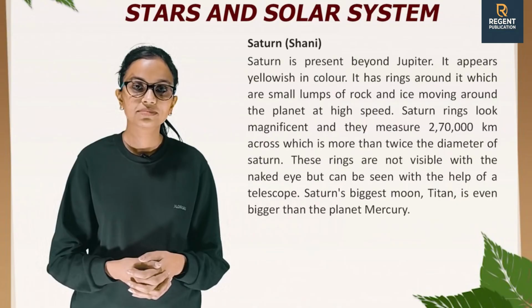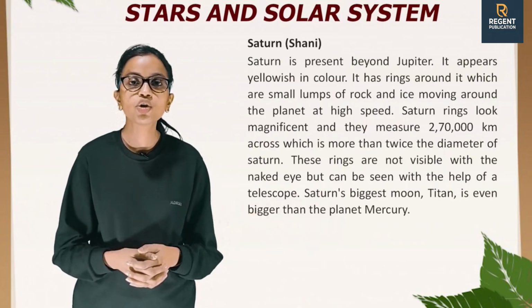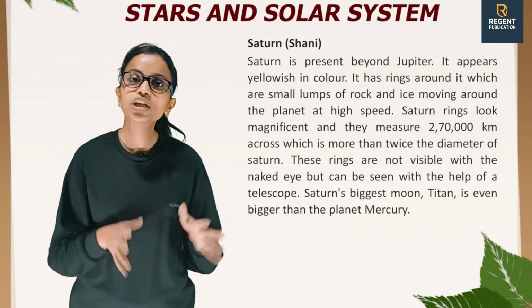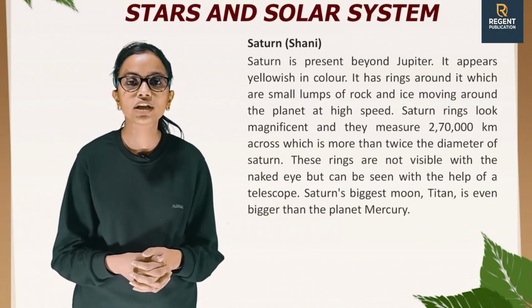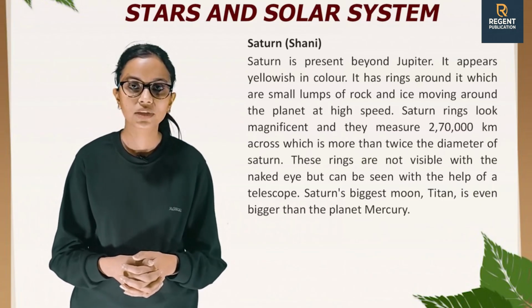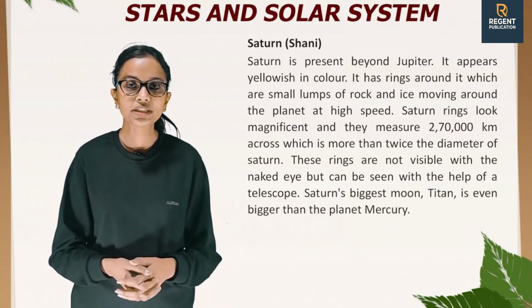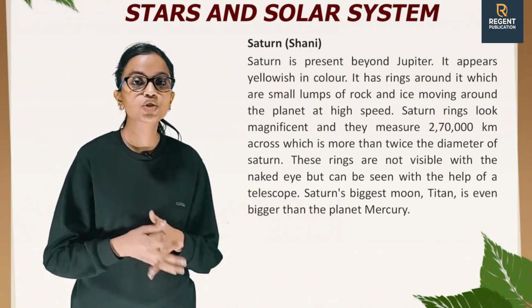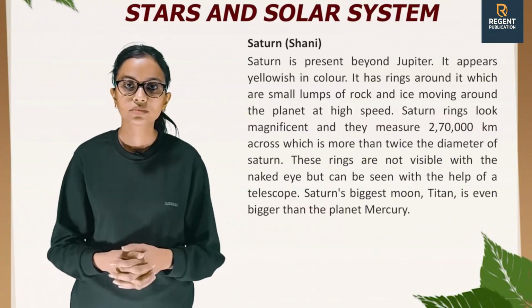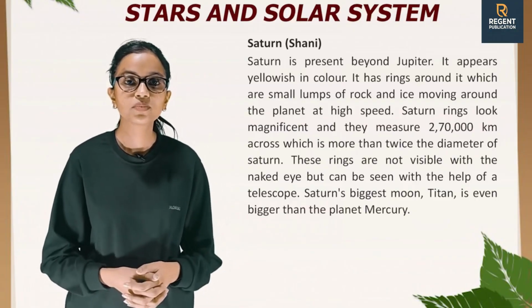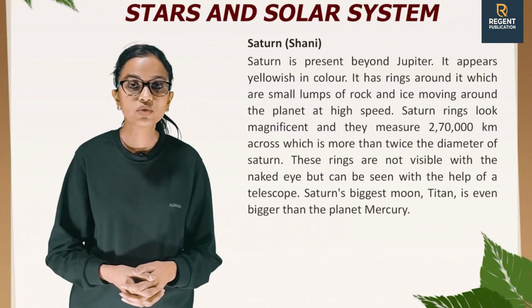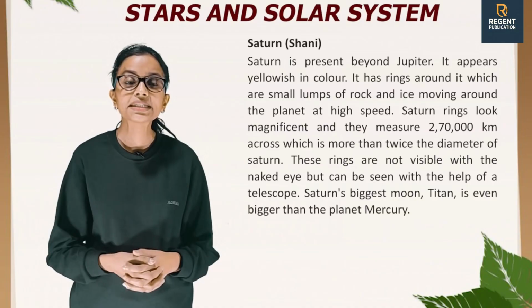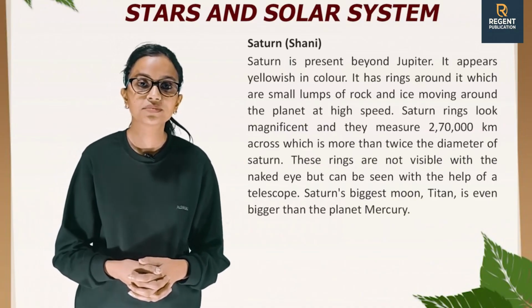Saturn, Shani. Saturn is present beyond Jupiter. It appears yellowish in color. It has rings around it, which are small lumps of rock and ice moving around the planet at high speed. Saturn's rings look magnificent and they measure 270,000 kilometers across, which is more than twice the diameter of Jupiter. These rings are not visible with the naked eye, but can be seen with the help of a telescope. Saturn's biggest moon, Titan, is even bigger than the planet Mercury.